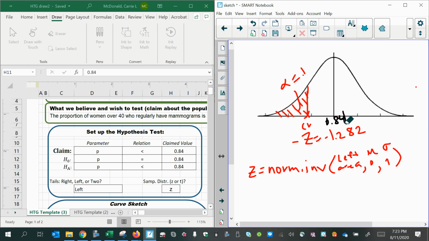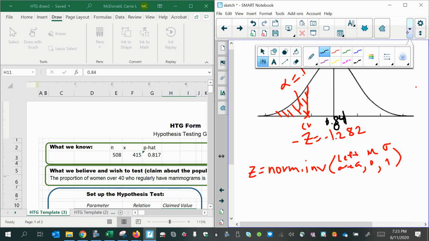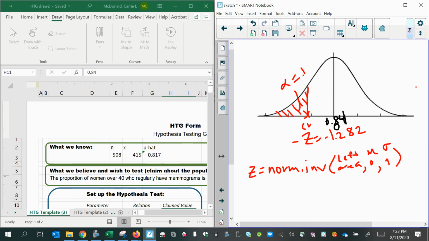And that would have a corresponding z-score of 0. And whatever this sample proportion that we got from the sample is, which here it is 0.817, that's going to be somewhere here on the left too. And that will be a boundary. And let's just say it's here for now, 0.817.